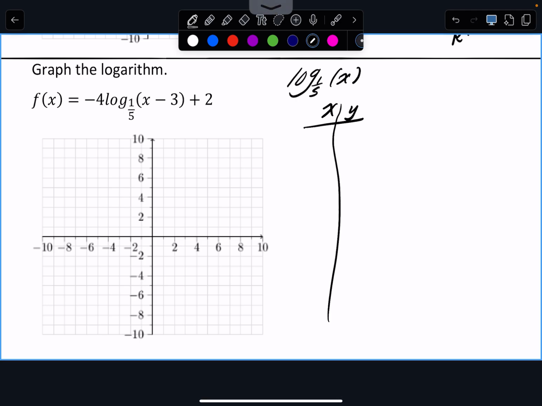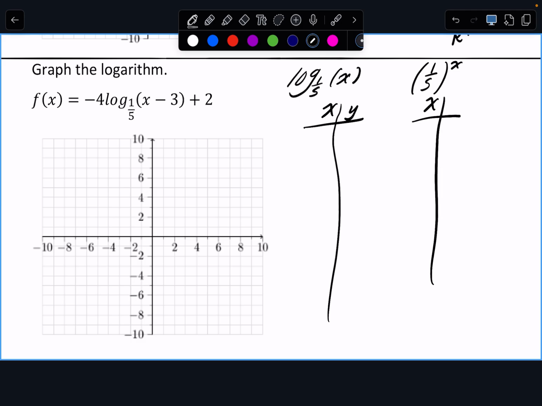Once again, creating an xy chart for log base a fifth is very difficult. So instead, we're going to choose to do its inverse, because it's not hard. So base a fifth to the x is the inverse of log base a fifth. We're not doing an inverse of the big full thing, we're just doing the inverse of the parent function. Plug in -2, -1, 0, 1, and 2. If we plug in -2, we get 25. Plug in -1, we get 5. Plug in 0, we get 1. Plug in 1, we get 0.2.